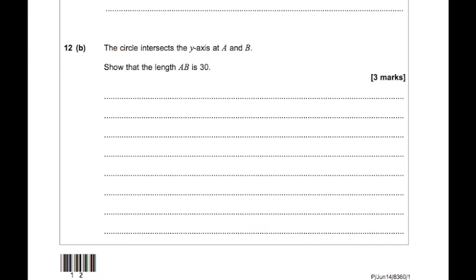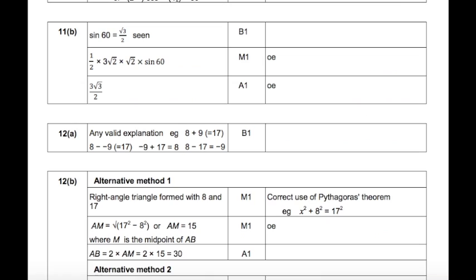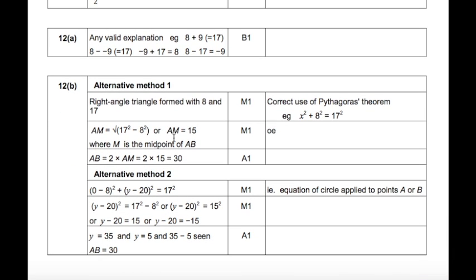Okay, so a mark for a right-angled triangle with 8 and 17. This isn't the method I use. The method we just did was finding the equation of the circle, setting x to 0, and then solving it.